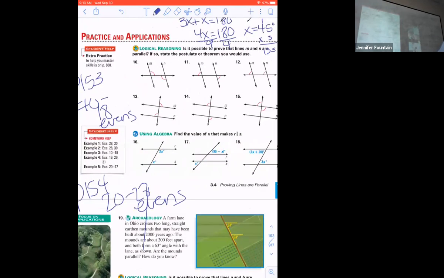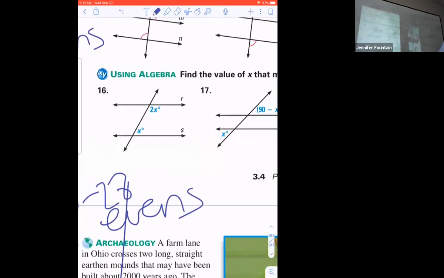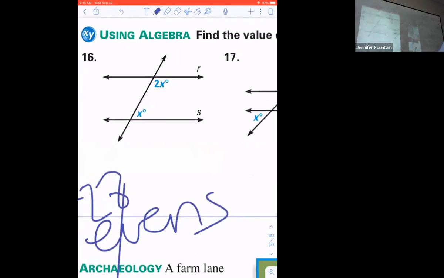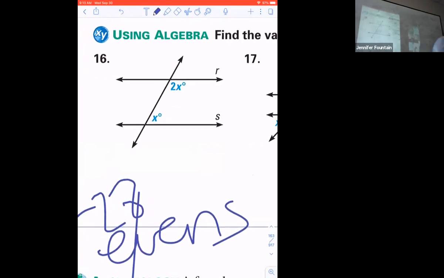16, find the value of x that makes R parallel to S. Okay, so you have to do 180. So we're going to have 2x plus x equals 180. So 3x equals 180. Dividing 180 by 3 gives you 60 degrees. So x is 60.